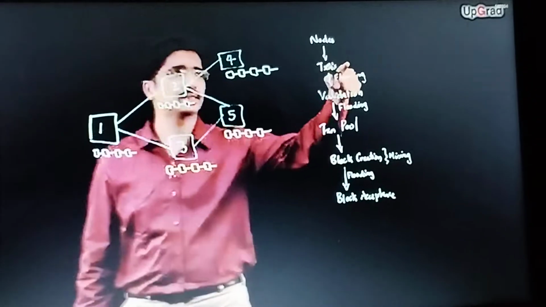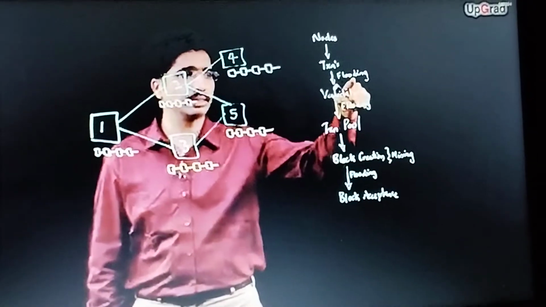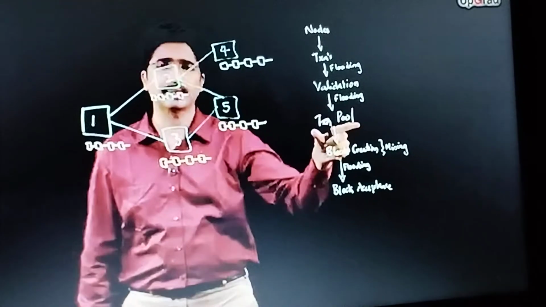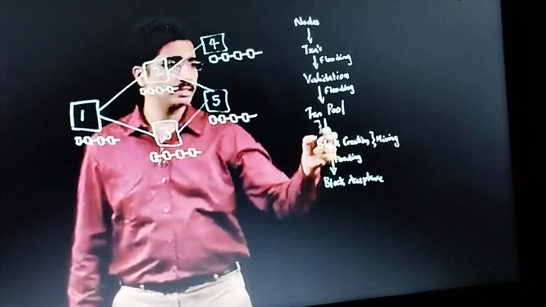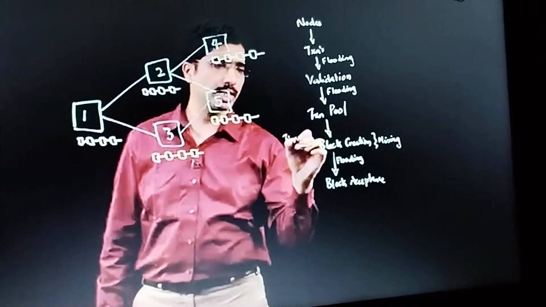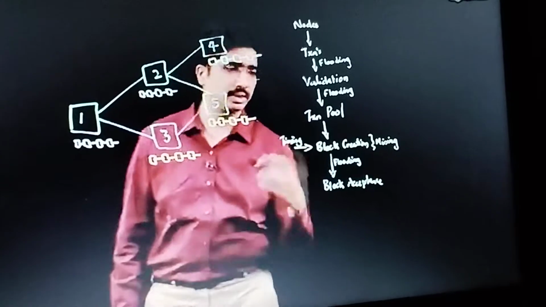So you have nodes which do transactions. A transaction gets flooded in the network, which gets validated. If it is a valid transaction, it again gets flooded and it gets added to the transaction pool. And after a set period of time, based on certain timing which is set in the network, for Bitcoin blockchain, it is 10 minutes.